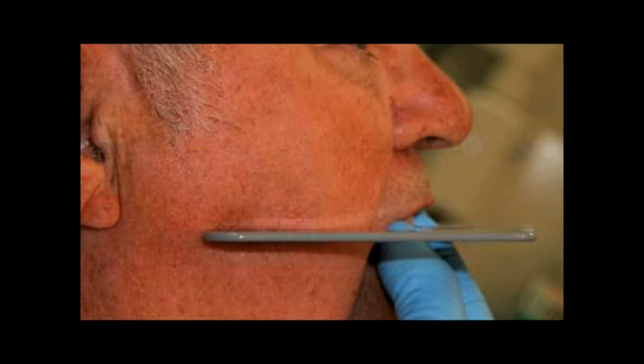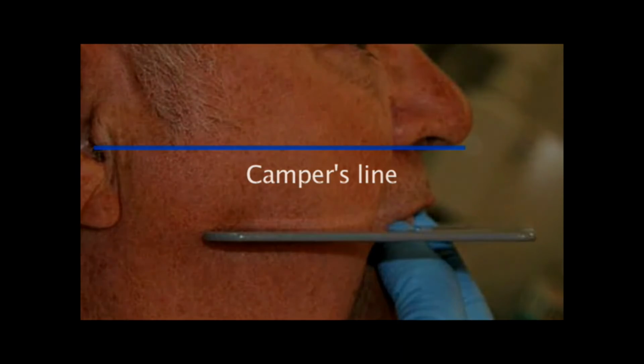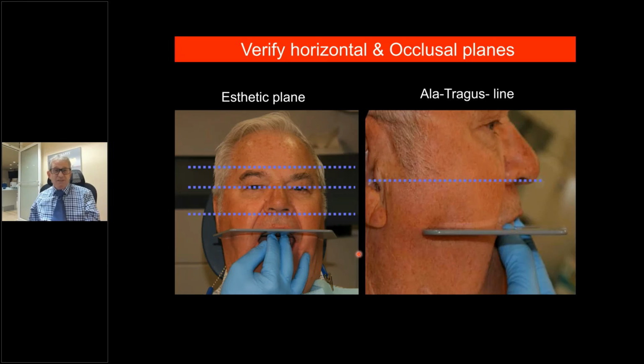By viewing the patient from the side, we can determine if the occlusal plane is parallel to Camper's line, which is a line that extends from the tragus of the ear to the ala of the nose. We've made sure all that is correct, put the Fox plane in, and you want to do it holistically.